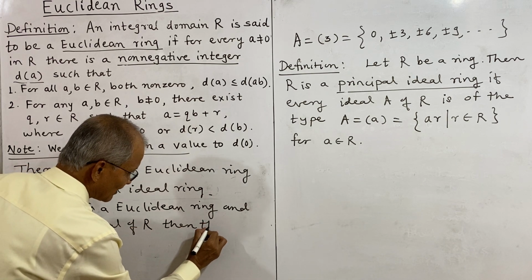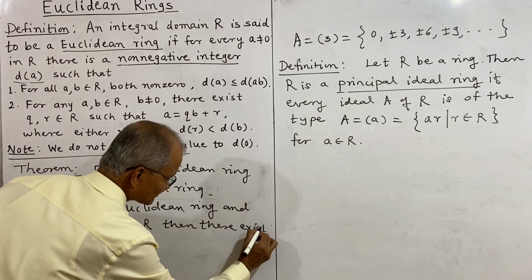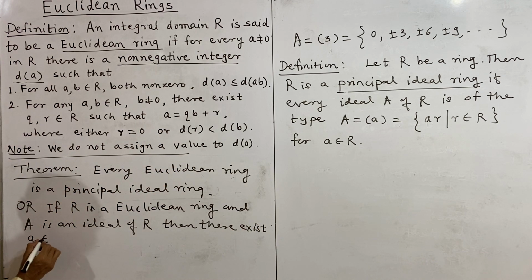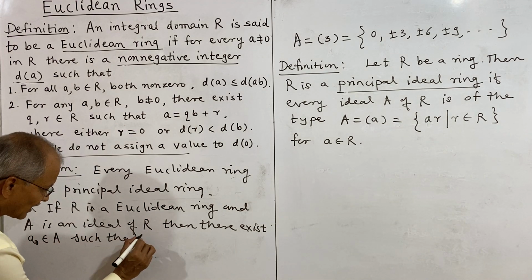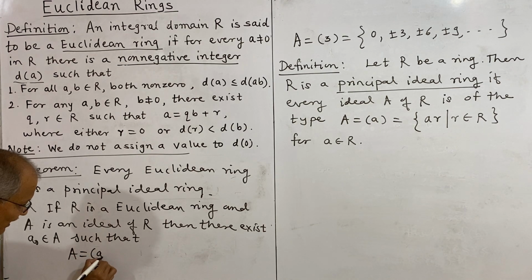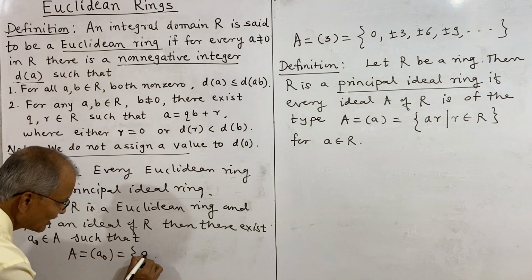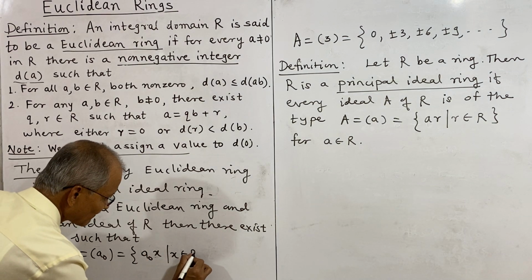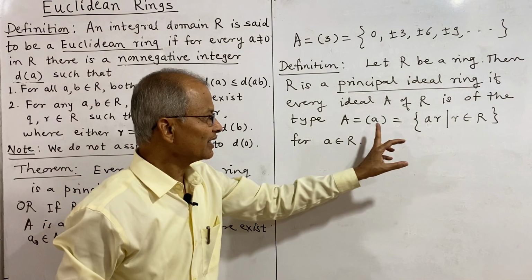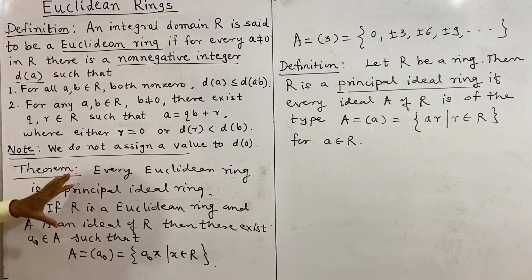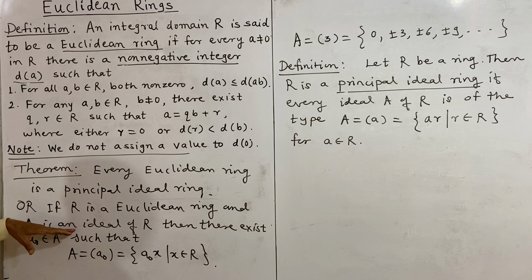then there exists a naught belongs to A such that A is generated by a naught, or that means it is a naught x, x belongs to R. Instead of r we have denoted here as x, and instead of a here we have a naught. So this is the meaning. If R is a Euclidean ring and A is an ideal of R, then there exists a naught belongs to A such that A is generated by a naught.